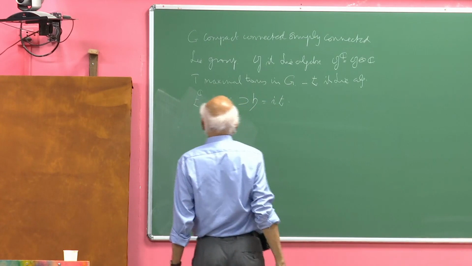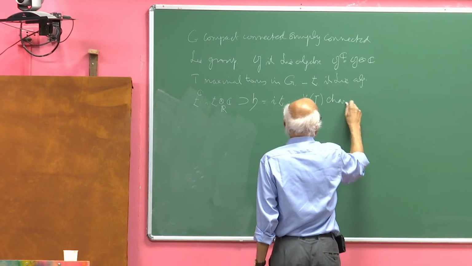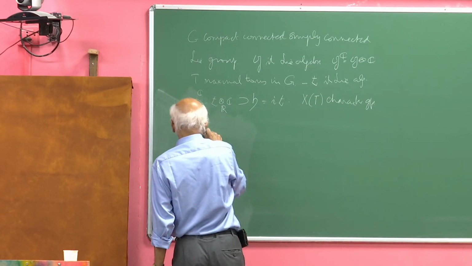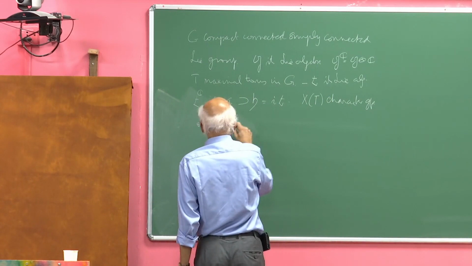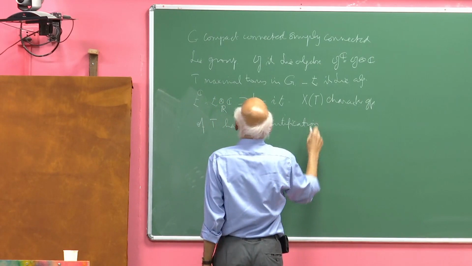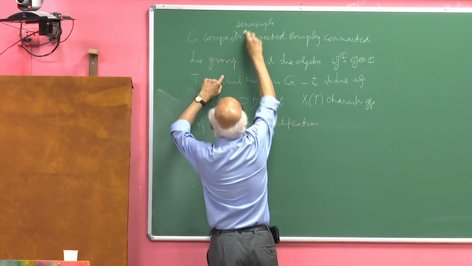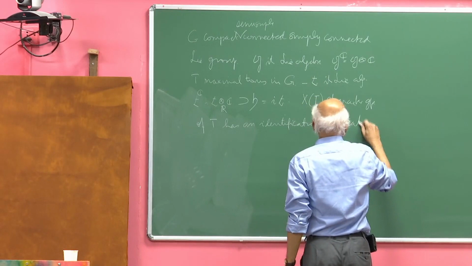We then also had the following notation: X(T) is the character group of T. Oh, compact connected, I forgot to say semi-simple. T has an identification as a lattice in H.